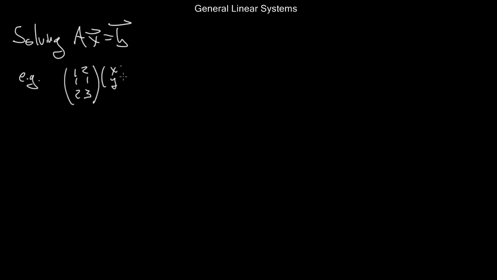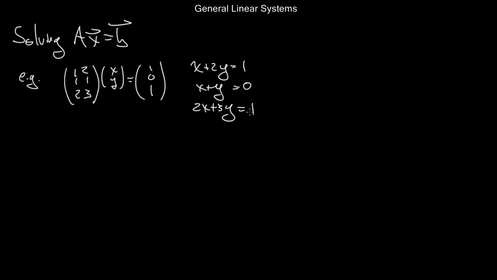If you had a 3 by 2 matrix equation, it might look like this, which is shorthand for the three equations: x plus 2y is equal to 1, x plus y is equal to 0, and 2x plus 3y is equal to 1. So that is to say, three equations and two unknowns.